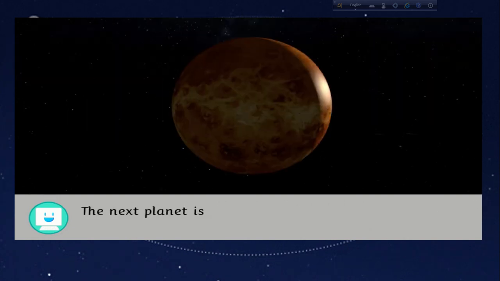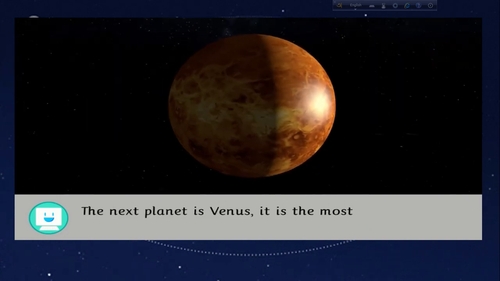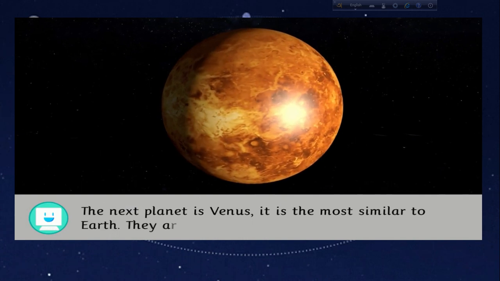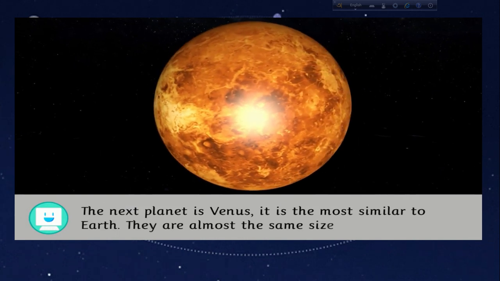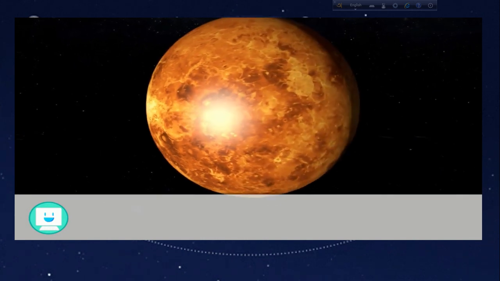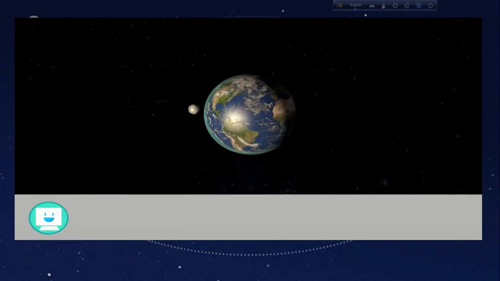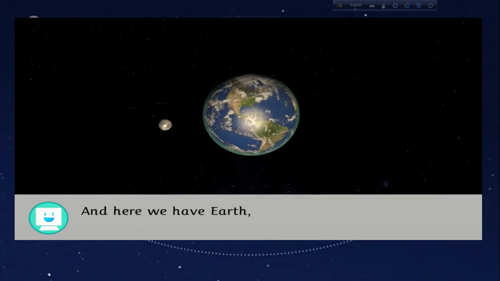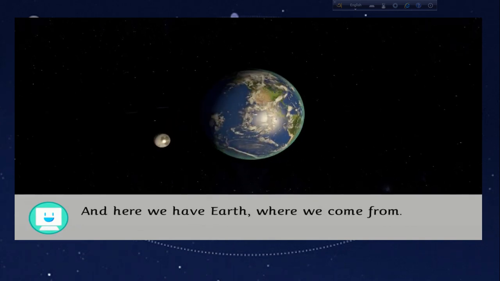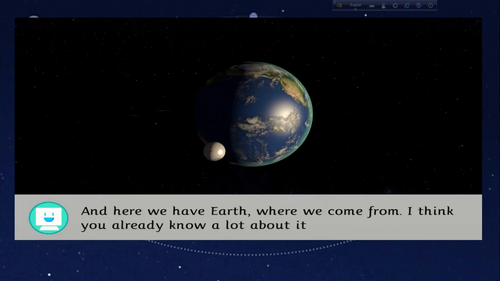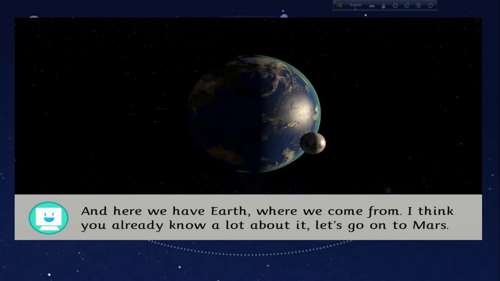The next planet is Venus. It is the most similar to Earth. They are almost the same size. And here we have Earth, where we come from. I think you already know a lot about it. Let's go on to Mars.